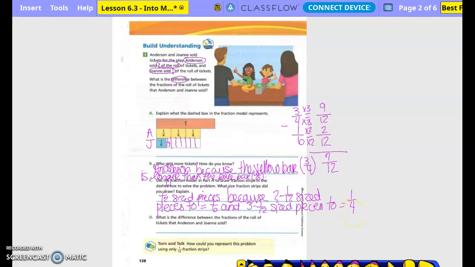So basically, our common denominator was 12 because of the 4 size pieces and the 6. So what is the difference between the fractions of the roll of tickets that Anderson and Joanne sold? So we said 7/12, right? So 7/12 of the roll.